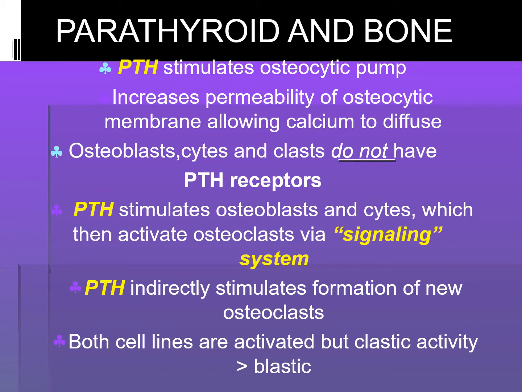Parathyroid hormone stimulates the osteocytic pump. It increases permeability of the osteocytic membrane, allowing calcium to diffuse. The parathyroid hormone increases blood calcium levels by directly stimulating osteoblasts and indirectly stimulating osteoclasts. Parathyroid hormone indirectly stimulates the formation of new osteoclasts as well. Both cell lines are activated, but osteoclastic activity is more pronounced as compared to osteoblastic activity.